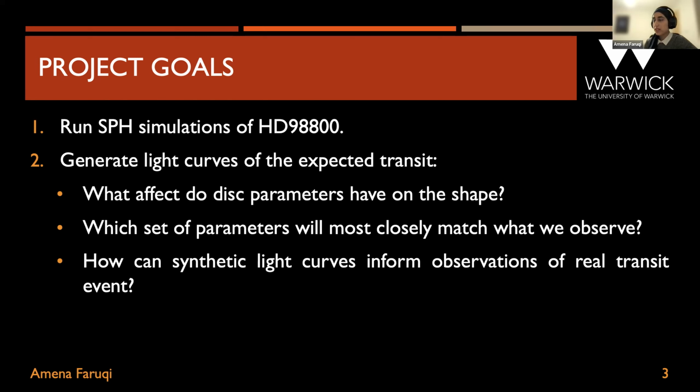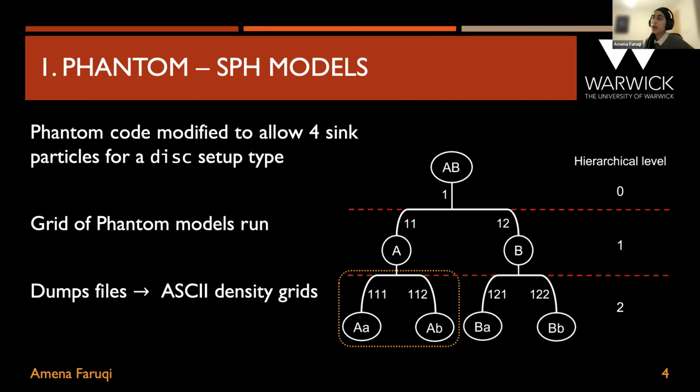The goal of this is to pose several questions. What effect do the disk parameters have on what we observe, the actual shape of a light curve produced from such a system? Which set of parameters match most closely what we observe, and how can we make inferences about the disk based on that? And also, how can we use these light curves produced using Phantom and MCFOST to inform observations of the real transit event? How can this benefit observers?